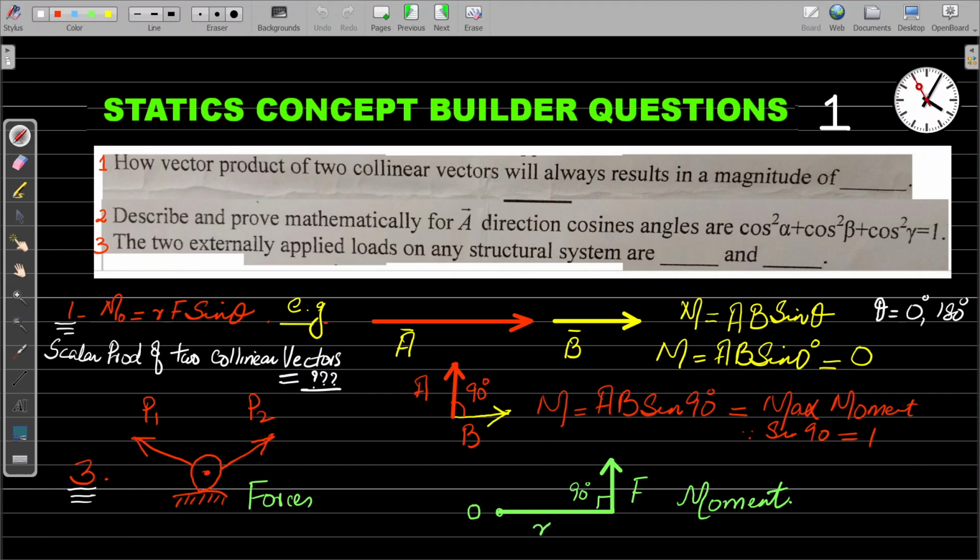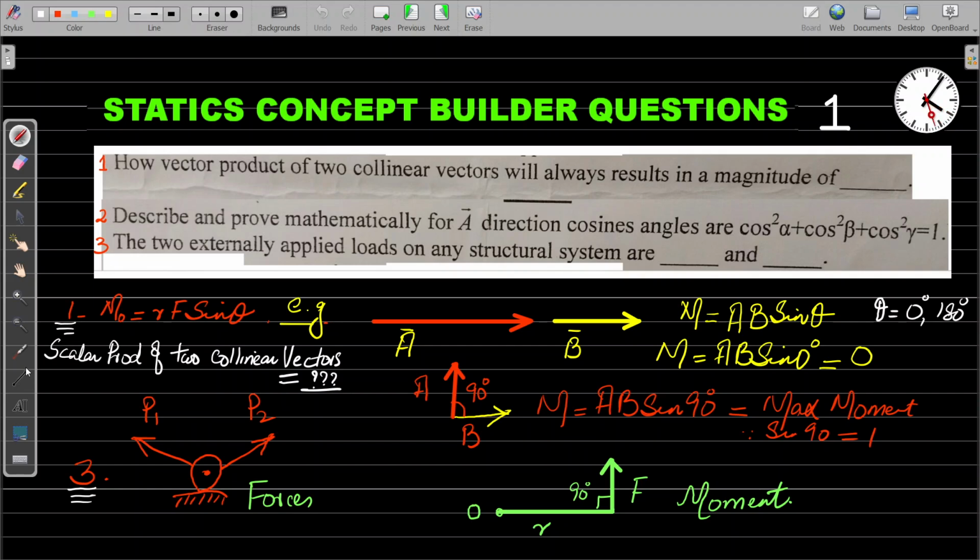Alright, today we are starting a new series of statics concept builder questions. Our aim is basically to improve the statics theoretical concepts, so that we shall be able to perform really well from the theoretical examination point of view, for the statics questions. In this first one of the series, we have taken three problems and we shall try to solve them.